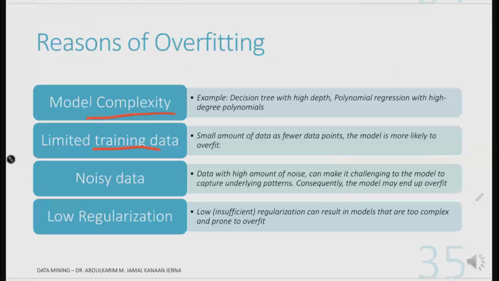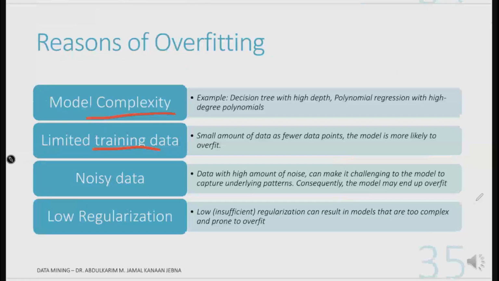Or you have noisy data. The data is very noisy and you cannot capture any pattern. It's very difficult. And you keep training the model, keep pushing the model to train. The only way for the model to show you good performance is just by memorizing. There's no other way, because it has many noises.